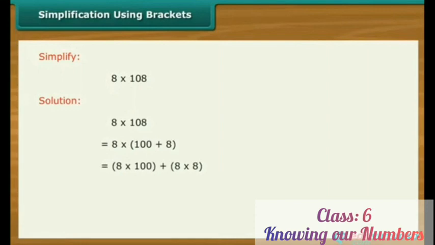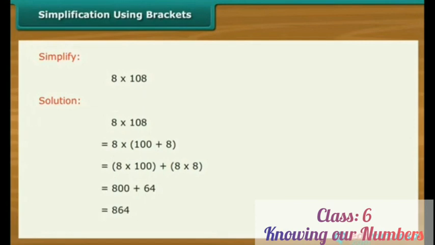Let us simplify. This can be solved as 8 into 100 plus 8, which is equal to 8 into 100 plus 8 into 8. Then it is equal to 800 plus 64. Then it is equal to 864.